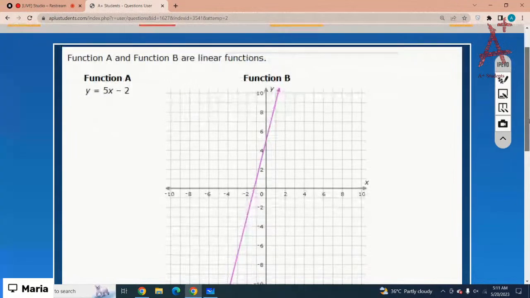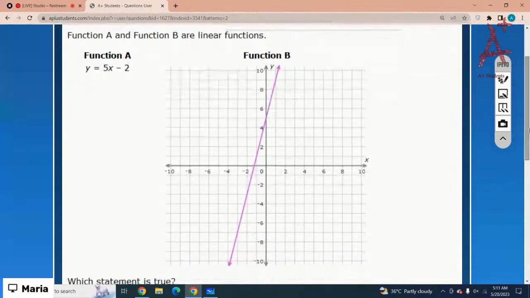Okay, let's just start with the test questions. Function A and function B are linear functions. You have to compare both the functions. You are given one of the graph and one of the equations. So let's just calculate the slope from both the equation and the graph.